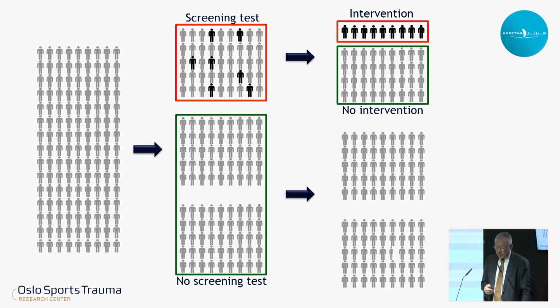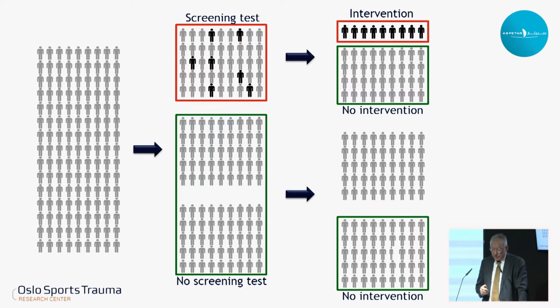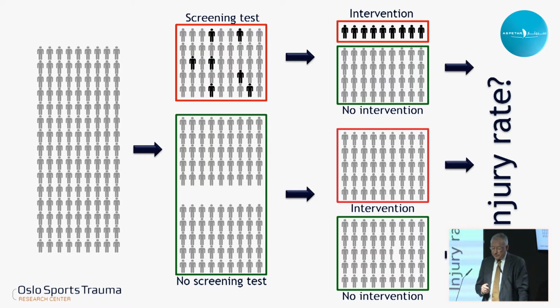Then what about the 2 other groups? Well, what I think needs to be done is that you have one group that is not screened and does not get an intervention, but you also need a third group that is not screened, but everyone gets the intervention. So this is the design that is needed to answer the question.